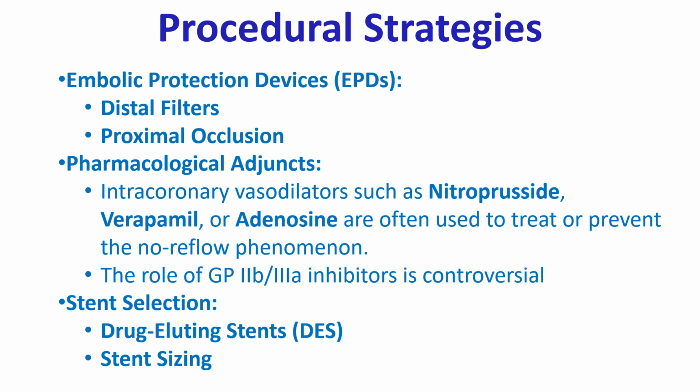Stent selection. Drug-eluting stents. Current evidence favors second generation DES over bare metal stents to reduce target vessel failure, though the benefit is less pronounced than in native coronary arteries. Stent sizing. Avoiding aggressive post-dilatation is often preferred to minimize plaque protrusion and embolization.